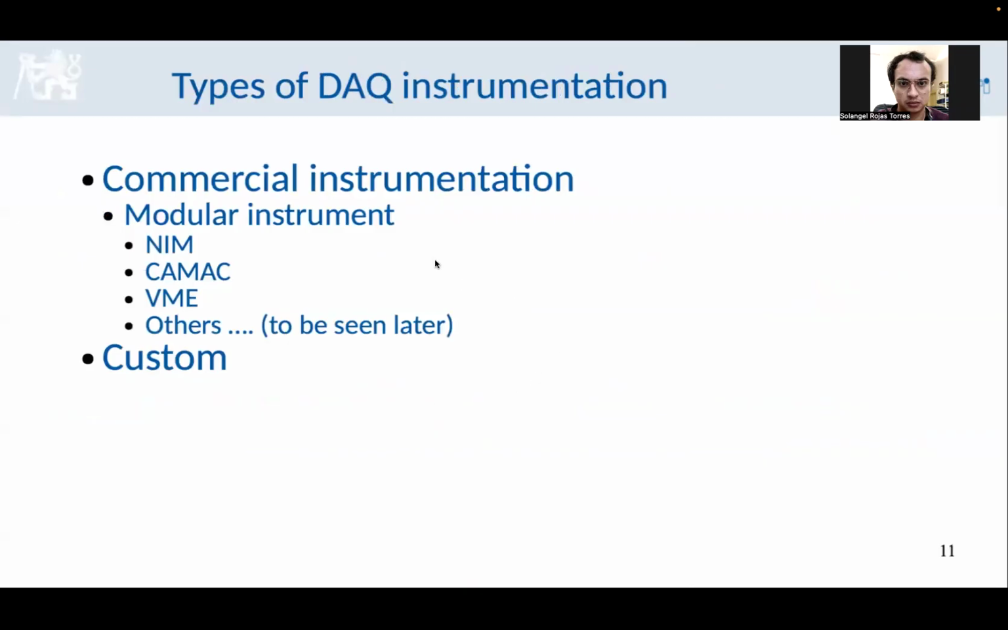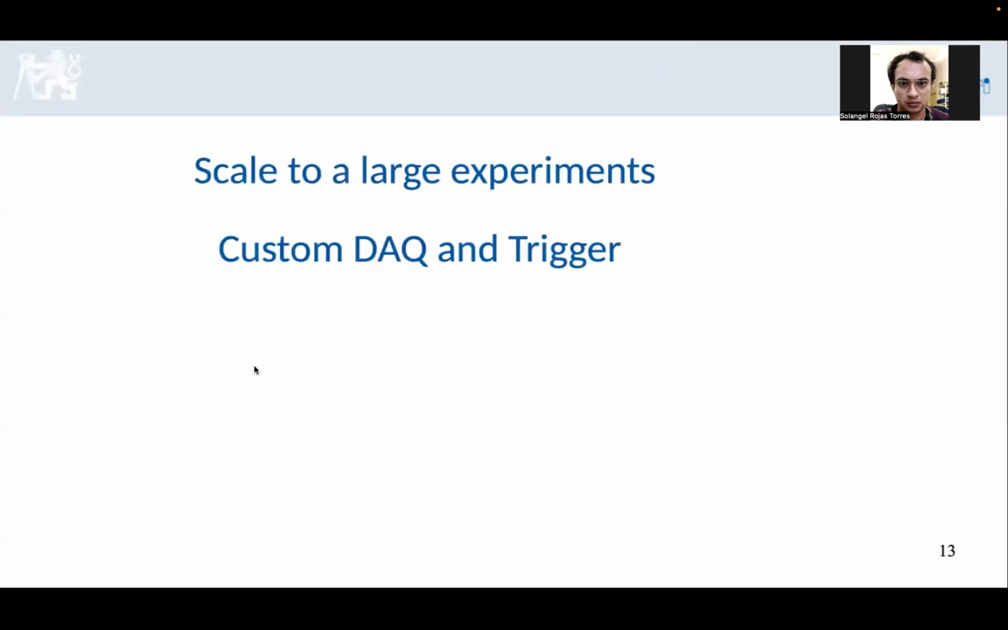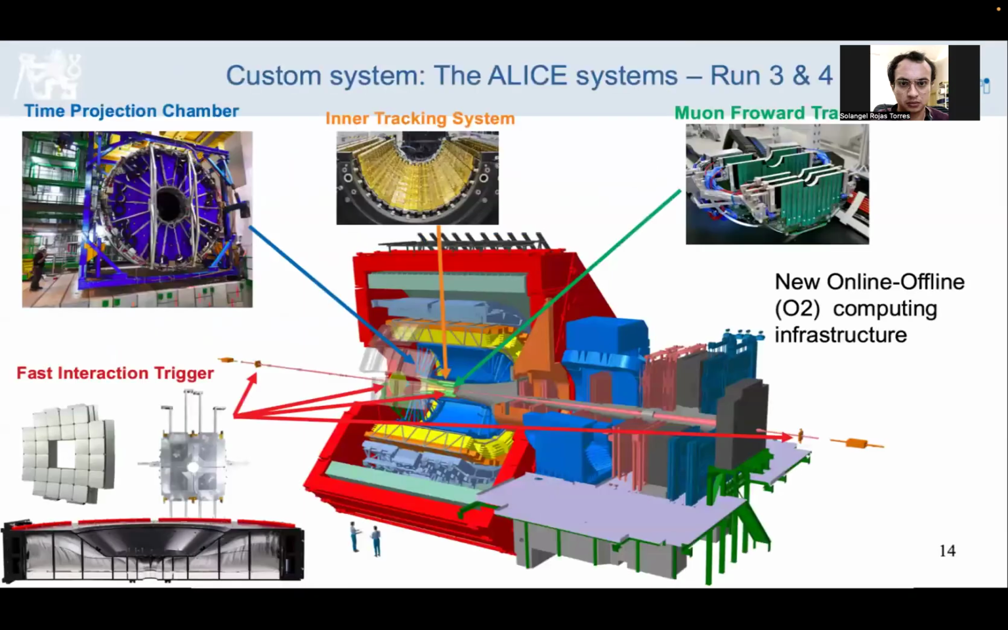I think we saw that. You can use commercial or custom. We have this in the other lecture already, so I will skip this one. And we are going to large scale experiments. So custom DAQ and trigger. Because I know about ALICE, I will speak about ALICE as an example. So here we have all the detectors around. You know more or less ALICE, right? Okay, we can skip.